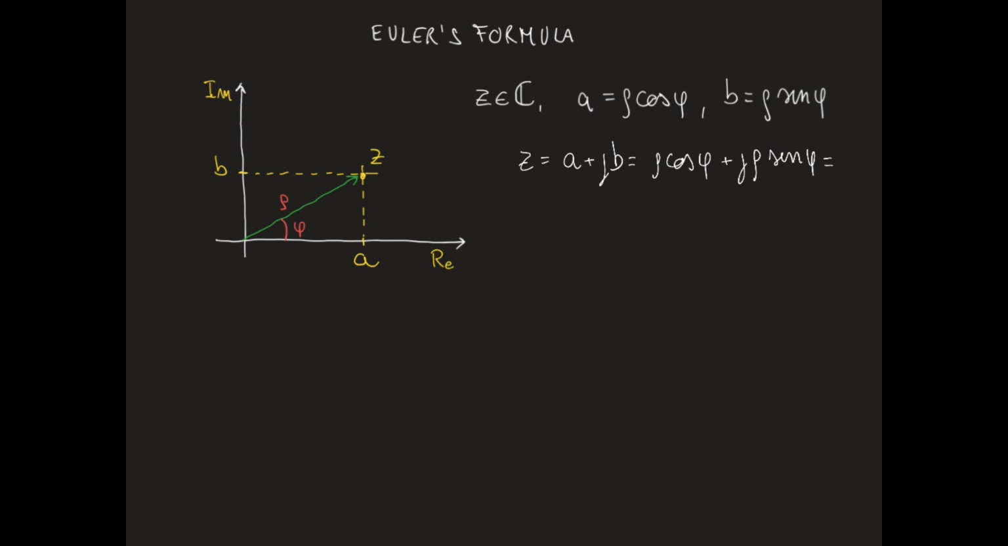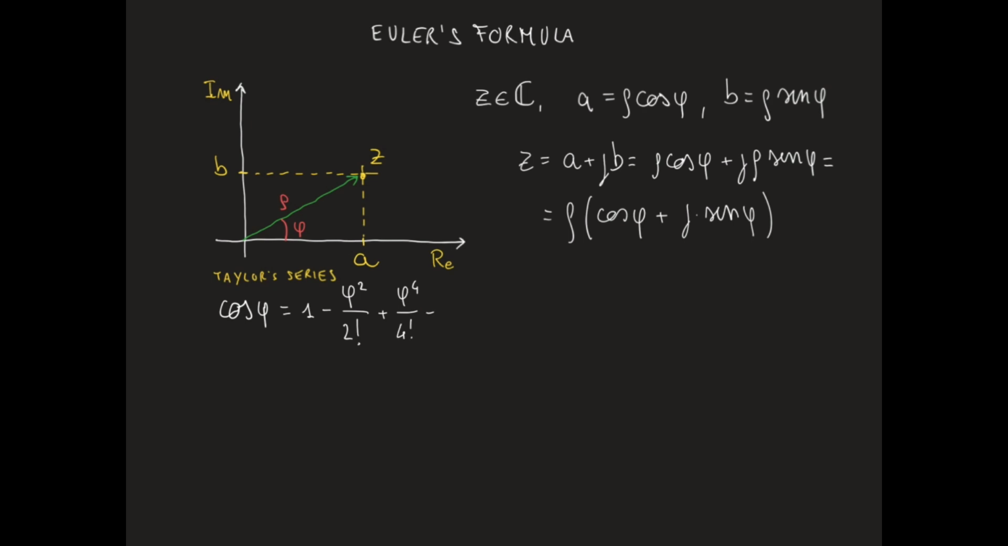Or eventually, if we collect the modulus, rho times the cosine of phi plus j the sine of phi. Now the cosine of phi can be written as a Taylor series as 1 minus phi squared divided by 2 factorial plus the fourth power of phi divided by 4 factorial, and so on and so forth.